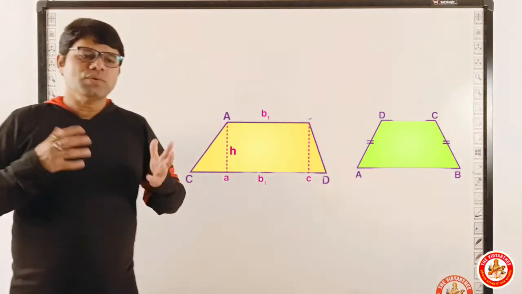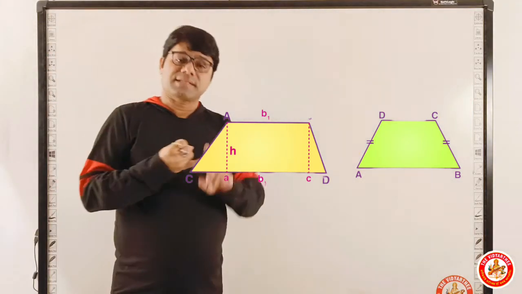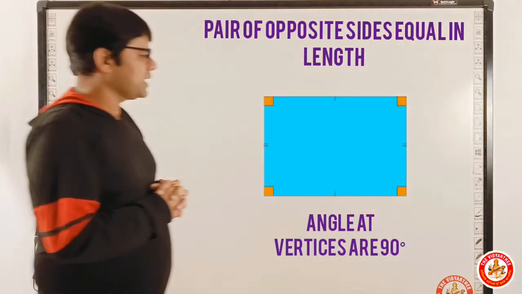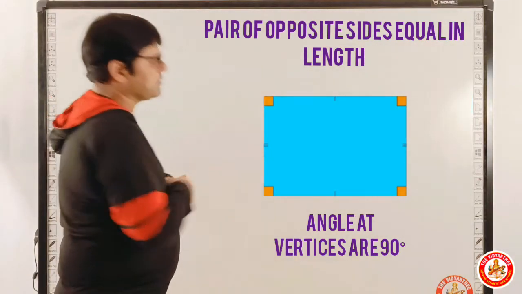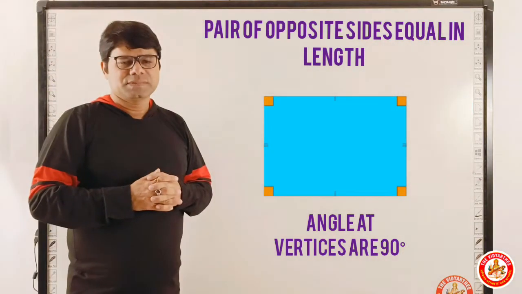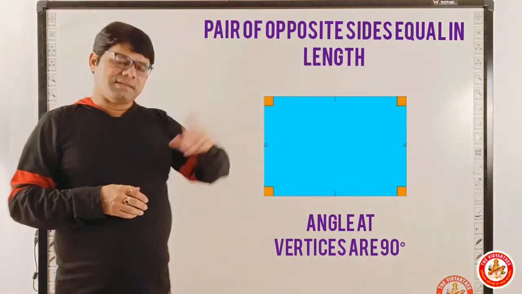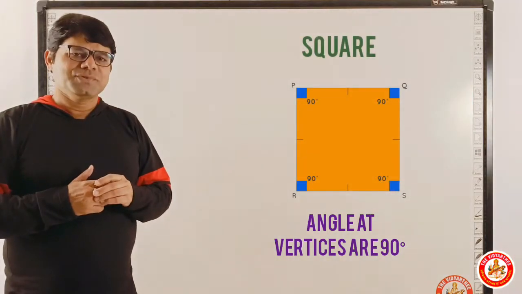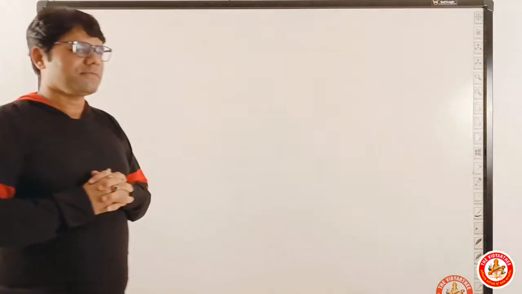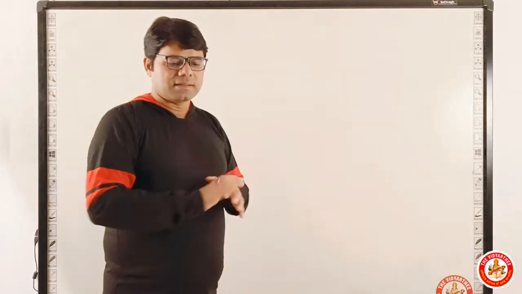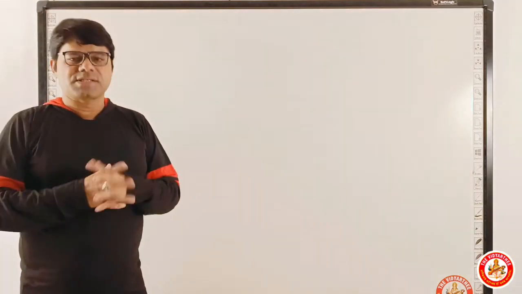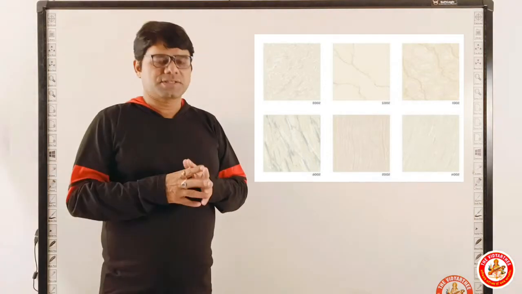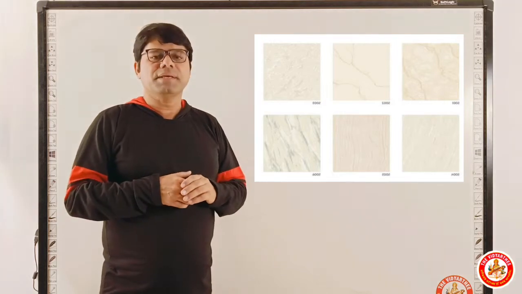Now coming to another set of quadrilateral, that is rectangle. Rectangle has two pairs of opposite sides equal in length and all the angles at the vertices are 90 degrees. Now if all the sides are equal and all the angles at the vertices are 90, it is called a square. So square is a very basic figure. We have been seeing square in various places. If you have a tile which is fixed in your home, its dimensions are equal in all the directions, like the length and breadth being equal.